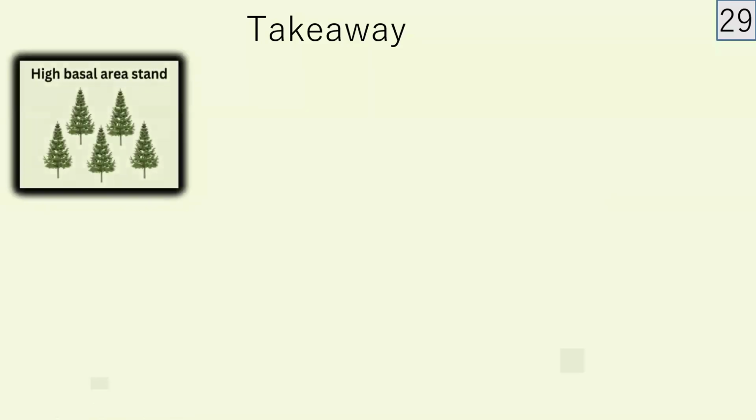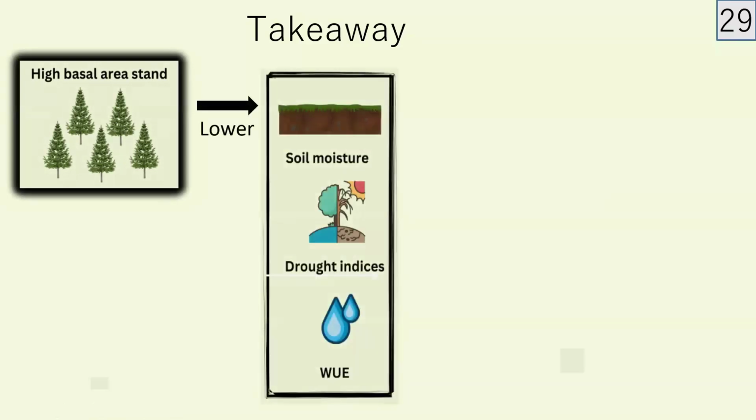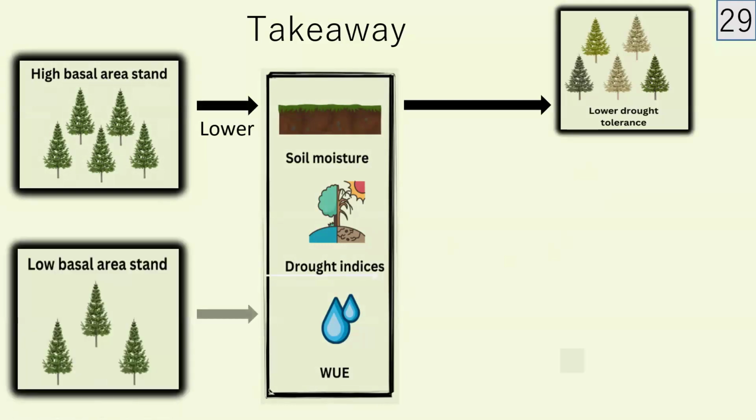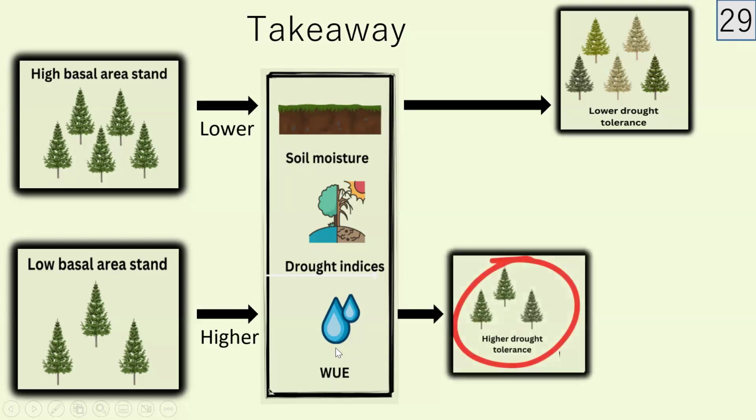Moving on to the final takeaway from the results of my study: if you have trees planted at higher basal area, they have lower soil moisture, lower drought indices, and lower water use efficiency, which leads to lower drought tolerance of those stands. However, if you plant them at a lower basal area, there is higher soil moisture in those stands, higher drought indices, and higher water use efficiency. And these trees are highly tolerant to drought.